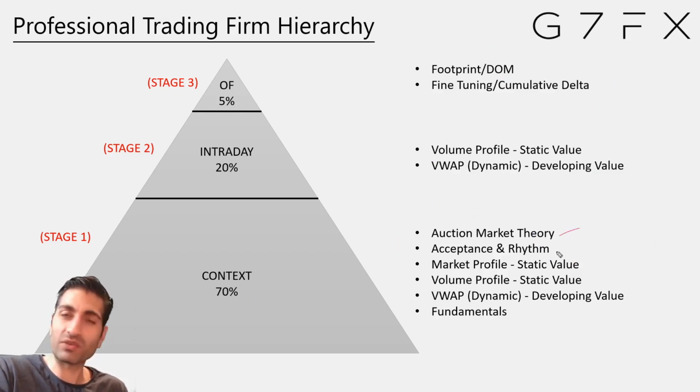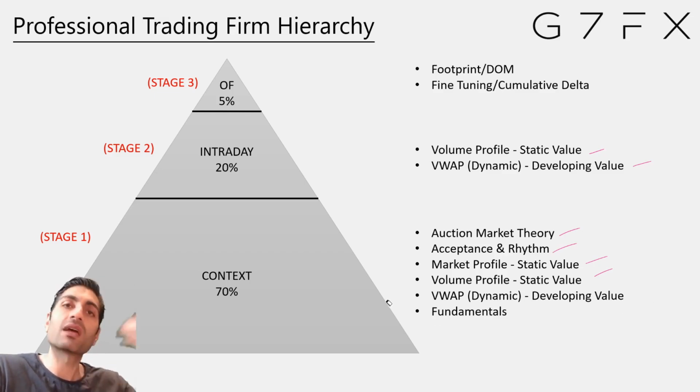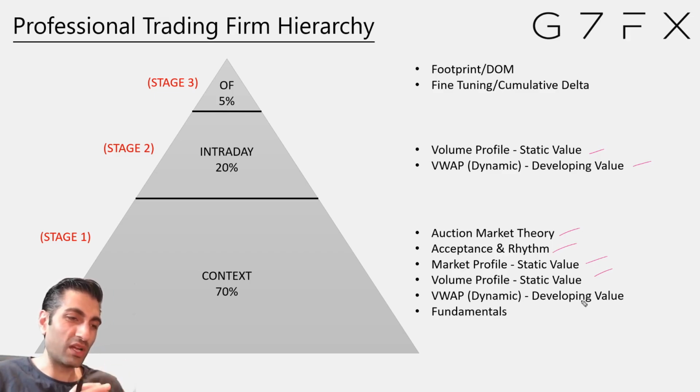Auction market theory: we've covered acceptance and rhythm, we've done market profile, volume profile, and we've looked at VWAP intraday. The thing is, I've ticked off VWAP here, but the truth is we haven't covered VWAP from a longer-term, longer investment horizon perspective. So that's for people holding longer than a day, basically. That's the only thing left at this stage.